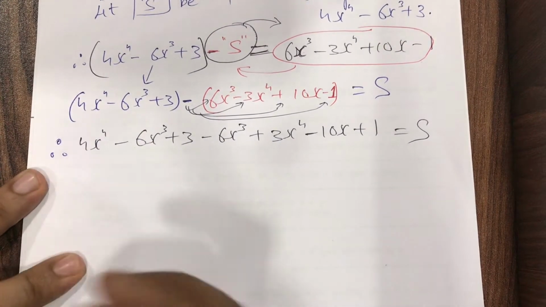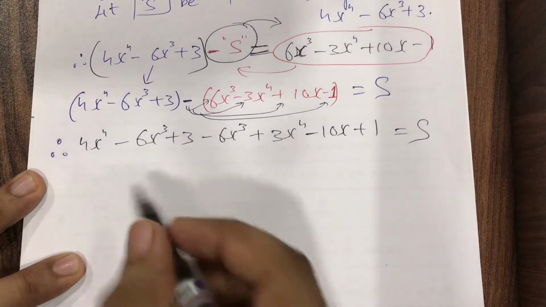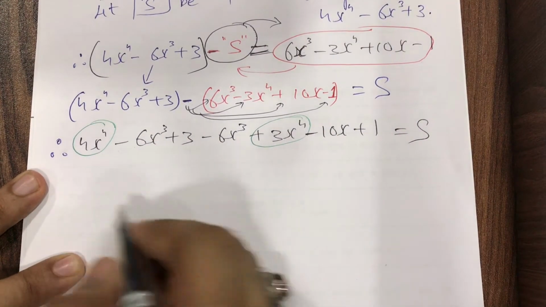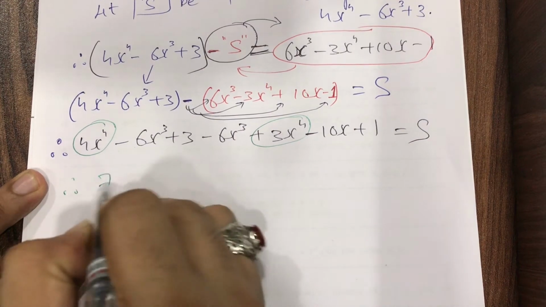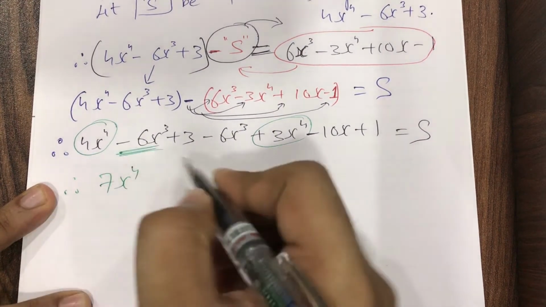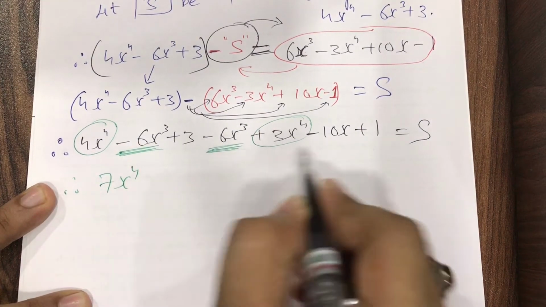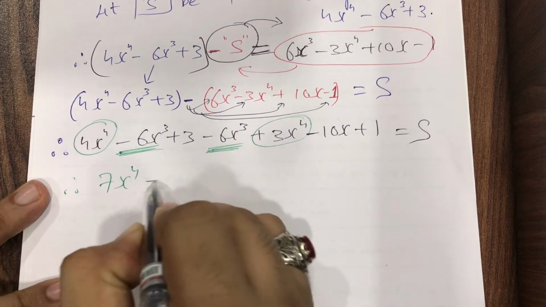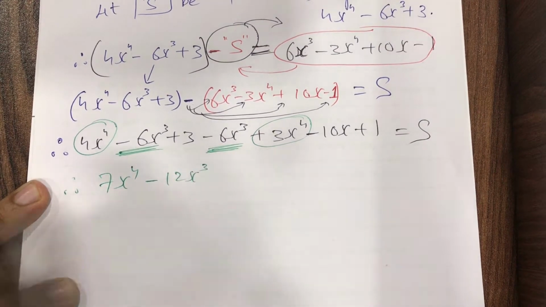How many things can we see here? With x raised to 4, I have 4x raised to 4 and plus 3x raised to 4. So 4 plus 3 becomes 7, 7x raised to 4. Okay. Here it's minus 6x cube, minus 6x cube. Any other terms with x cube? No. So minus and minus becomes plus, a sign of greater number, minus 12x cube.